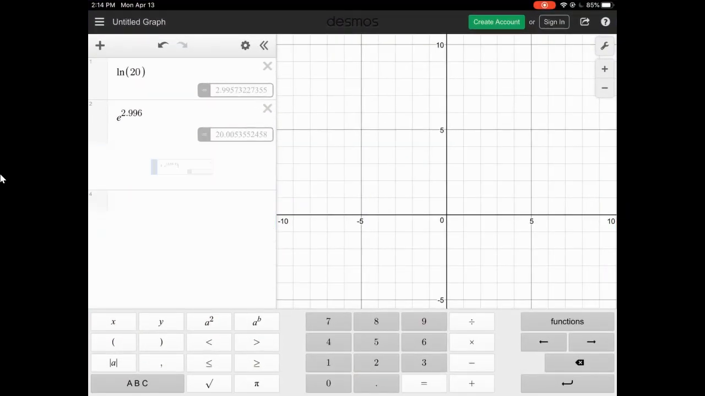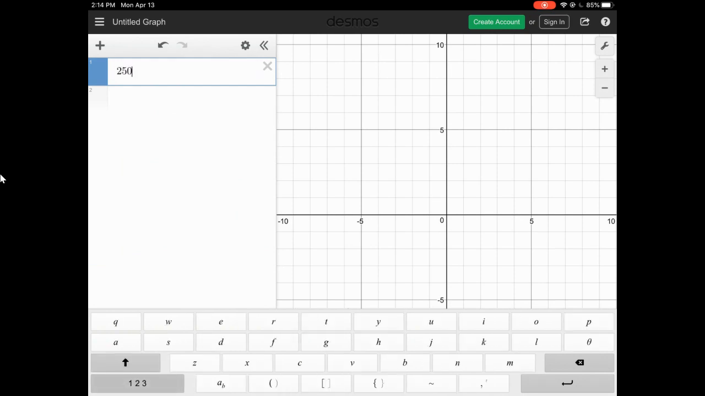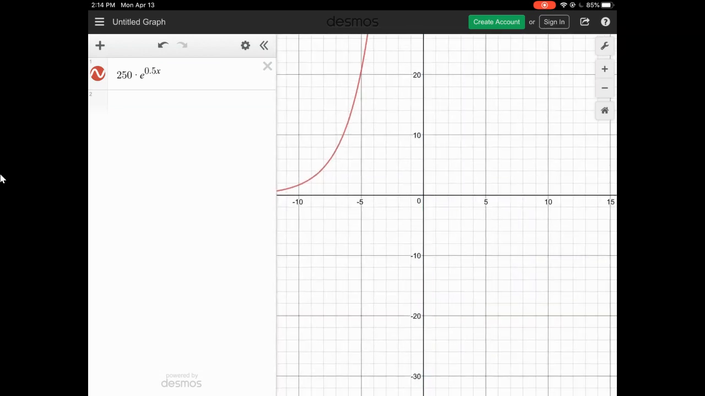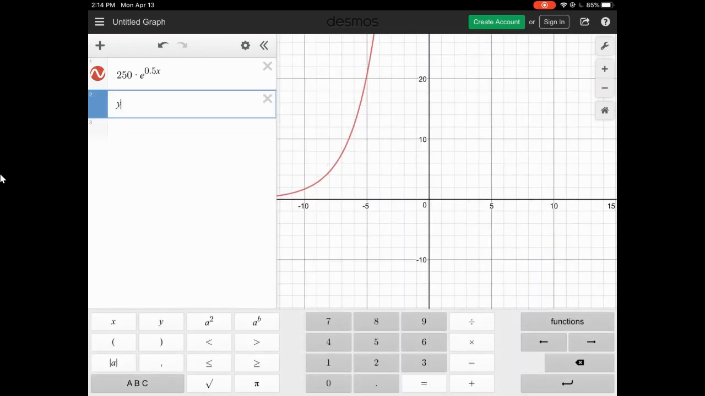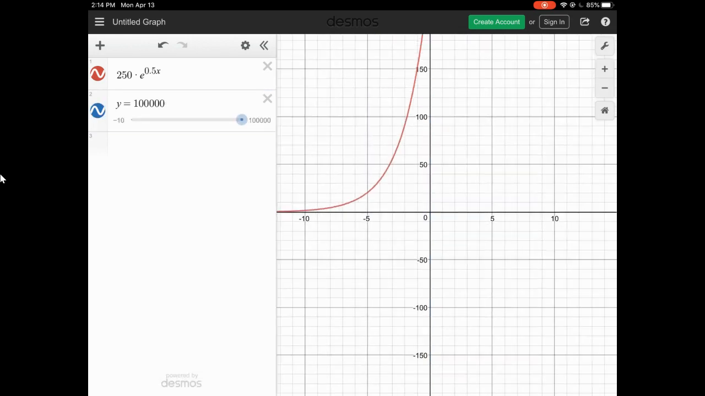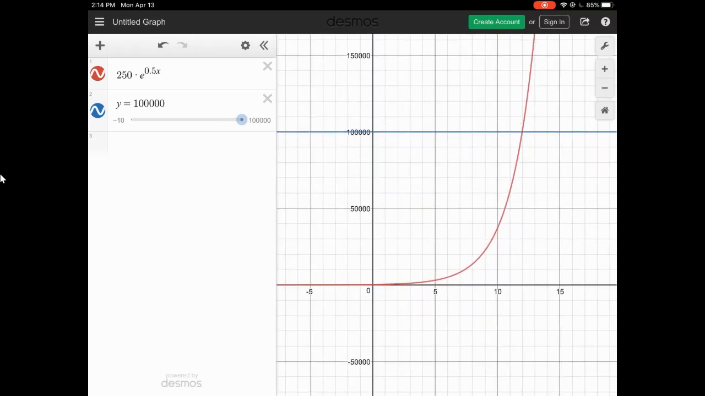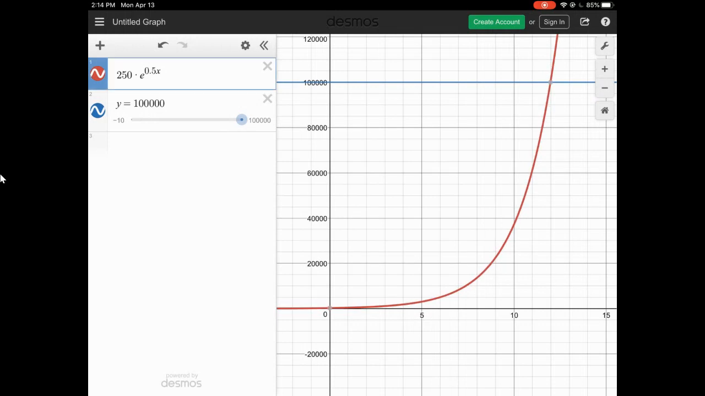Getting rid of all these, our expression was 250 times e to the 0.5 w, but we'll use x because Desmos likes the variable x better. We want to know when it's going to equal 100,000. y equals 100,000 on the y-axis. And if you were to zoom this out so that we could see 100,000, this intersection will tell us the exact amount of time.